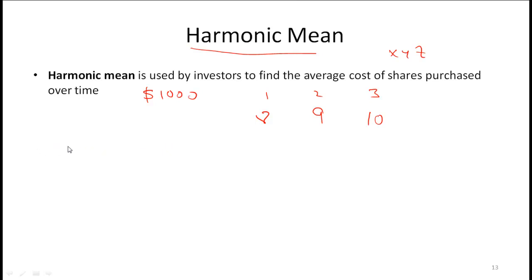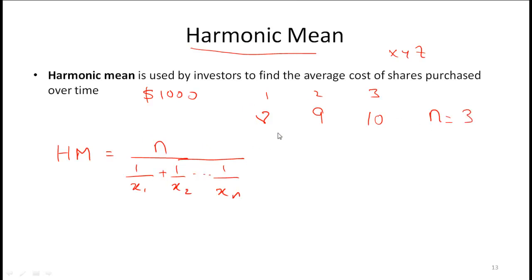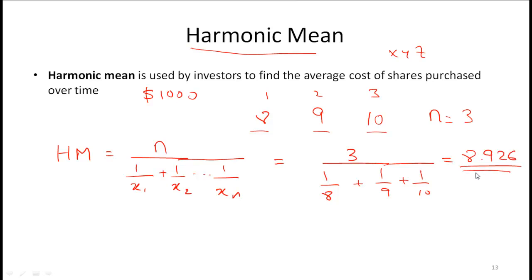So let me give you the formula for the harmonic mean and then apply it here. The harmonic mean formula is n over (1 over x1 plus 1 over x2 and so on till 1 over xn). Now n is the number of entries, so in our example n is 3. x1, x2, x3 are the items of which you are finding the harmonic mean. So for our example, let's plug in. n is 3 divided by (1 over 8 plus 1 over 9 plus 1 over 10), and this will give you an answer of 8.926. So what this says is that on average the investor paid 8.926 per share.